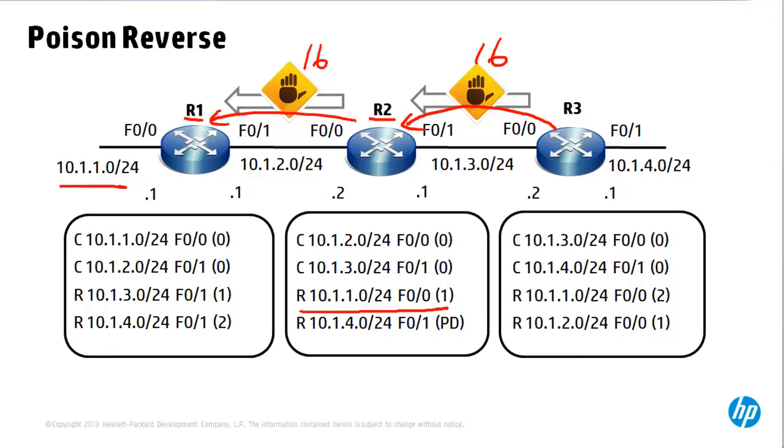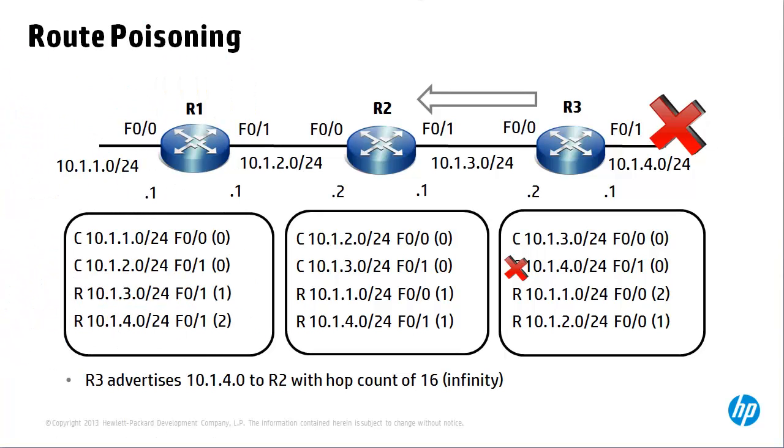With route poisoning, when this link goes down, router 3 is indicating to router 2 that the route is no longer reachable and should be removed from its routing table. So router 2 is told, through what's called a triggered update, which we'll talk about in a moment, that the route is no longer available and should therefore no longer be used.